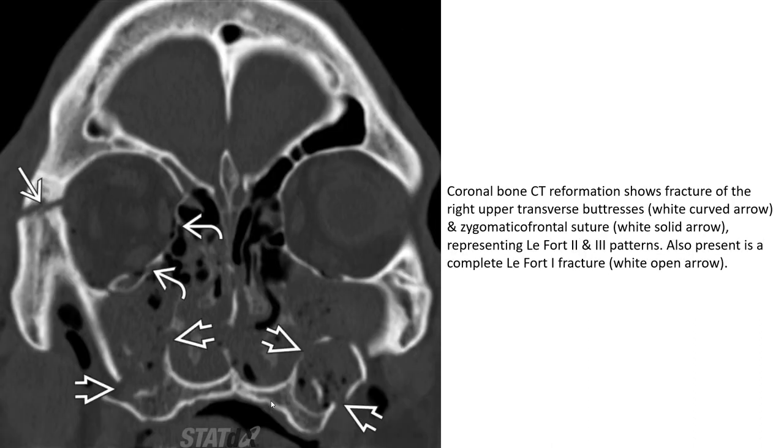So this is a combination form. Coronal bone CT reformation shows fracture of the right upper transverse buttress, white curved arrow indicated, and zygomaticofrontal suture, white solid arrow, representing the level 2 and 3 pattern. Also present is a complete loop of fracture, white open arrow indicated.